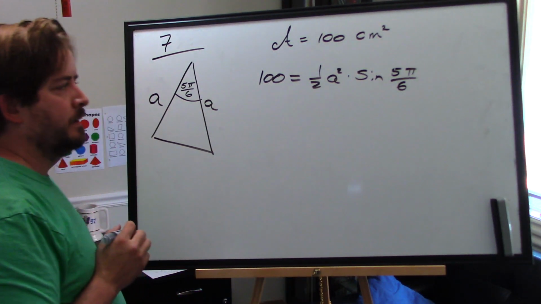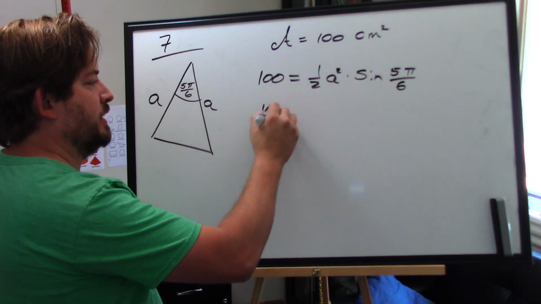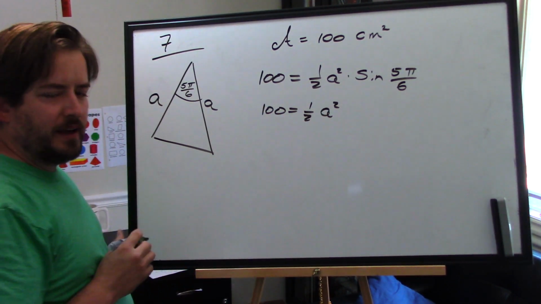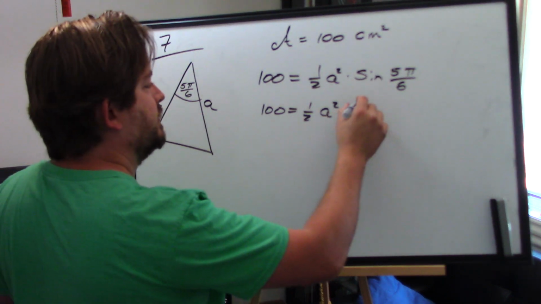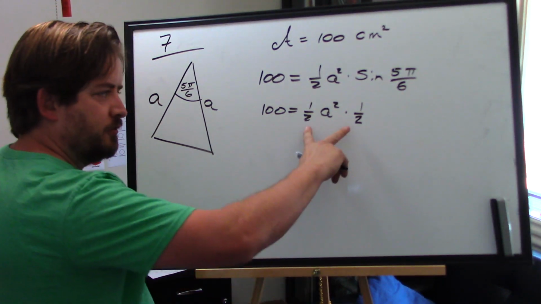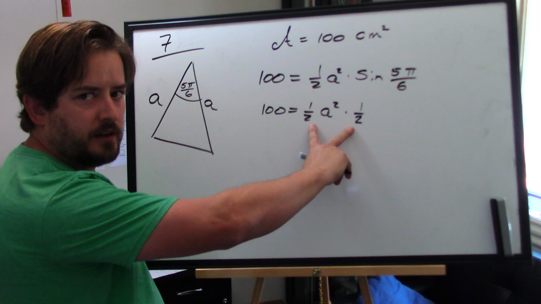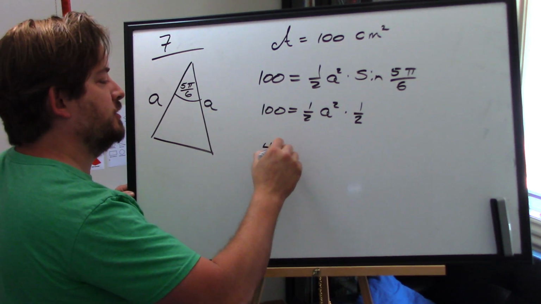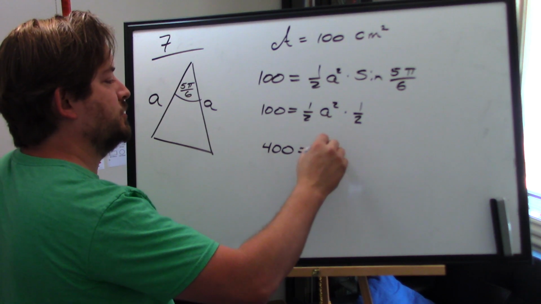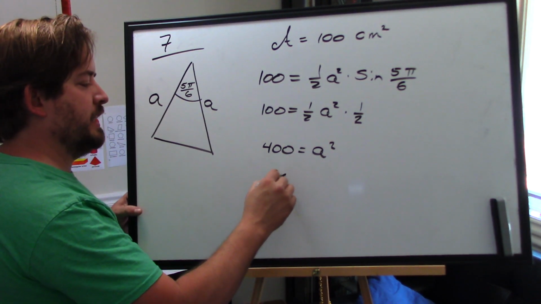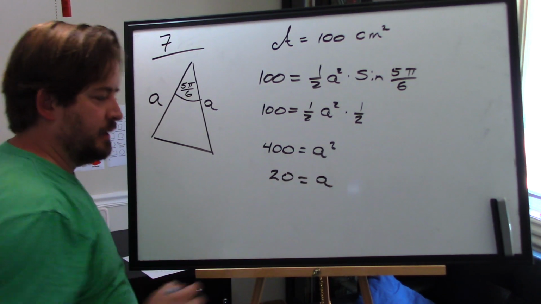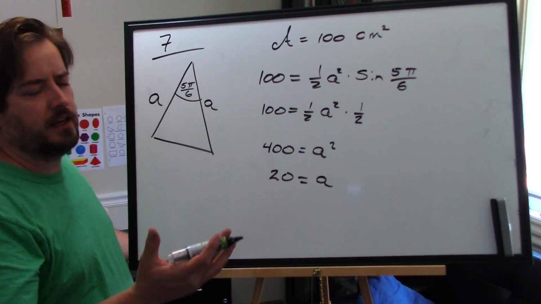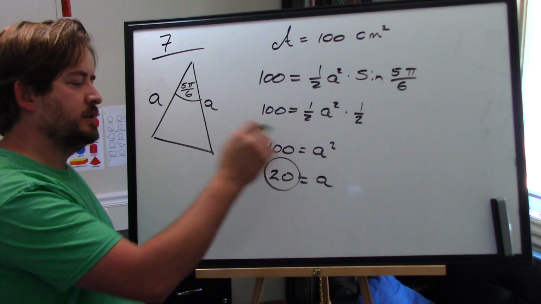So that is to say that we have 100 is equal to 1/2 A squared times the sine of 5 pi over 6, which is 1/2. So I have essentially a 4 in the denominator here, because I've got a 2 and another 2, so I'm going to multiply 4 up to give me 400 is equal to A squared. And if I square root both sides, I get A is 20. It's plus or minus 20, but in the physical context of this, the negative 20 doesn't make sense, so it's 20.